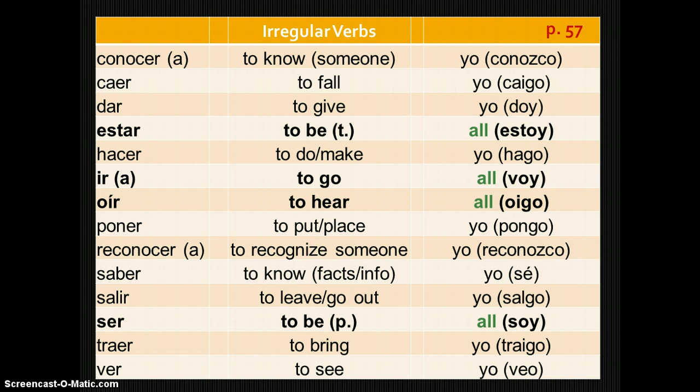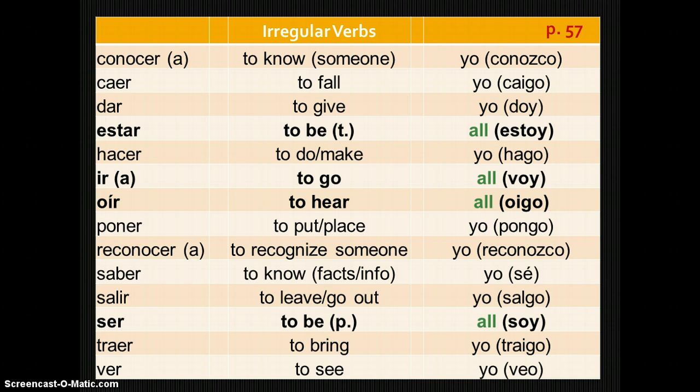Reconocer means to recognize someone. It's only irregular in the yo form, and yo reconozco means I recognize whomever we're talking about. Notice it also has a personal a, and it's similar to conocer because if you know someone, when you re-know them, you recognize them. Saber means to know as far as facts and information. It's only irregular in the yo, and the yo form is yo sé, for I know.